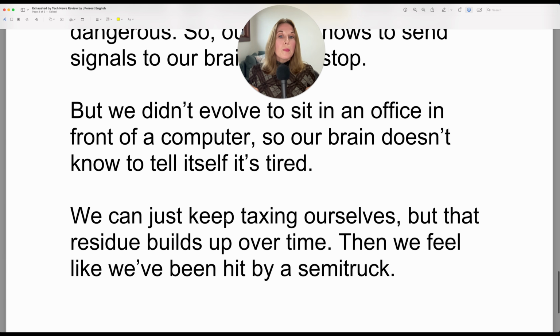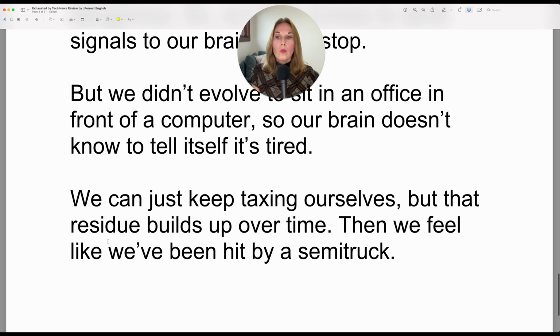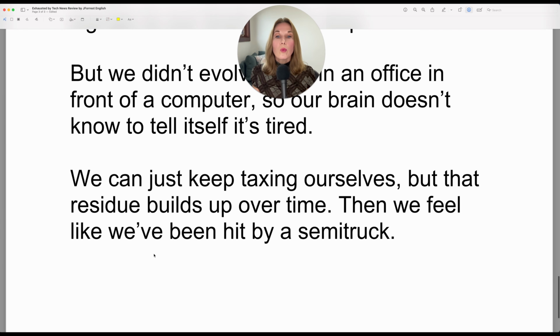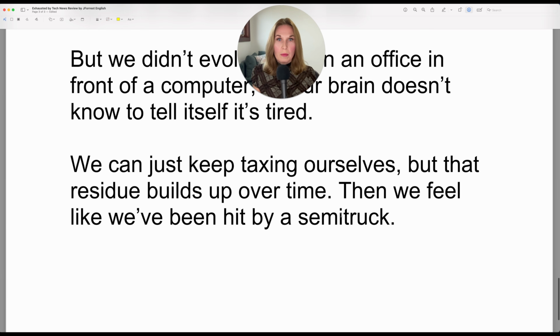We can just keep taxing ourselves. So if you keep taxing yourself, it means you keep going even though it's difficult on you or it's challenging. You keep working or using the tools even though you're exhausted. But that residue builds up over time. Then we feel like we've been hit by a semi-truck.